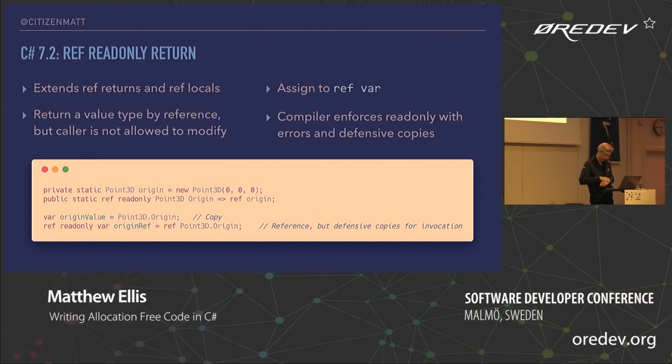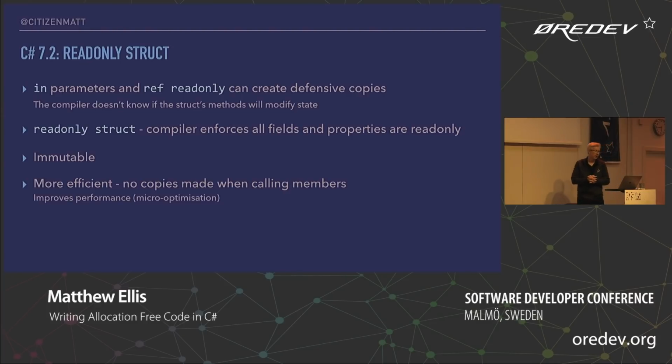Now, just keeping an eye on time, I'm going to move on without demos on this one. We'll quickly look at readonly struct. This is then sort of like the next level on again. So in parameters and ref readonly can still create defensive copies because the compiler doesn't know that the struct's methods will modify state. So then C# 7.2 introduced a readonly struct instead. So you mark a struct as readonly.